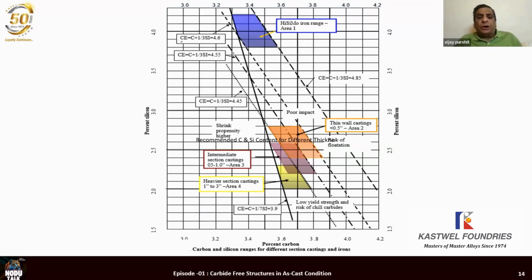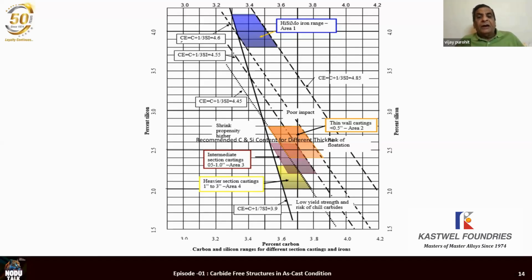You see on the right at the top of the figure on the left hand side, for this line, the carbon equivalent is equal to carbon plus 1/3 silicon equal to 4.6. For very thin wall casting, your carbon equivalent should not go beyond 4.6. I gave you a number in the previous slide of 4.55. This is a very general figure for most of the castings that we make in our foundries.